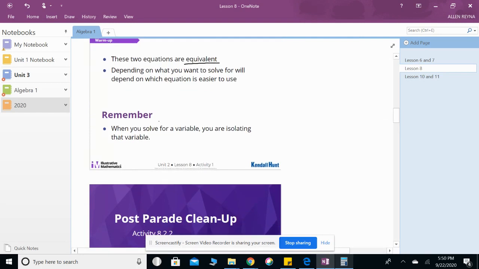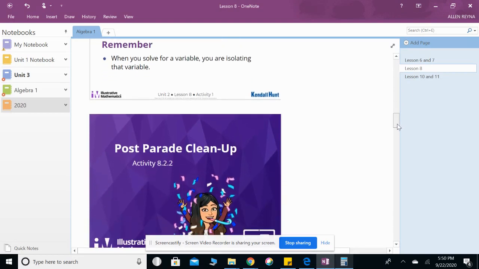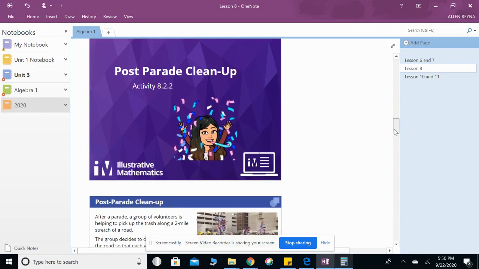And then remember, when you are solving for a variable, that means you are isolating that variable. You are getting it by itself. Okay, let's try some more problems.